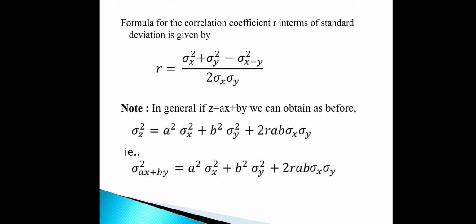The formula for the correlation coefficient in terms of standard deviations is another formula, given by r equal to sigma x square plus sigma y square minus sigma of (x minus y) square, divided by 2 times sigma x into sigma y. Note that in general, if z is equal to ax plus by, then we can obtain sigma z square equal to a square into sigma x square plus b square into sigma y square plus 2 times r a b sigma x into sigma y.